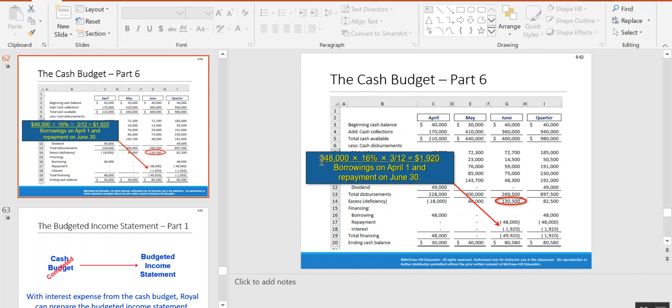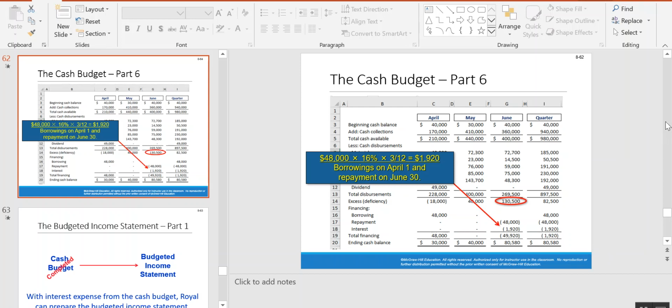And the interest is calculated by taking the principal borrowed of $48,000 times the interest rate times the length of time we had this. Since we borrowed on the first and paid back at the end of the month, we had this a total of 3 months, and that means we have $1,920 in interest that we incorporate in this budget. When we get to the end of the quarter, we include all these financing transactions independently in that column so we can identify what we really do have in ending cash for the entire quarter.